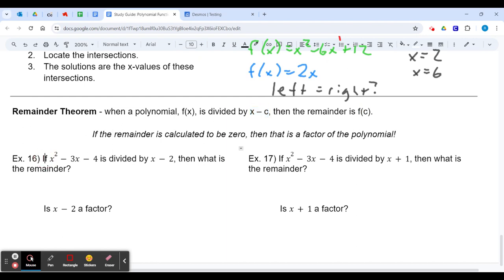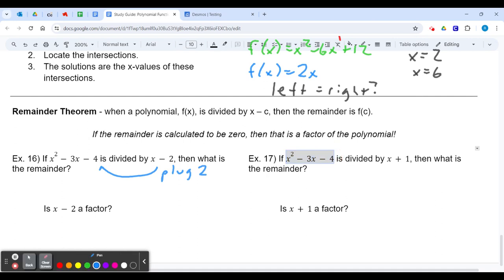So if we look at this problem, we have if x squared minus 3x minus 4 is divided by x minus 2, all we're going to do is plug in a positive 2 here. Plug in 2. If I look at my next example, example 16, we're given the same function, x squared minus 3x minus 4 is divided by x plus 1. In this case, we are going to plug in -1. And what we're trying to see is, hey, is this a factor? Is it a 0? If it is, our function is going to evaluate down to 0.